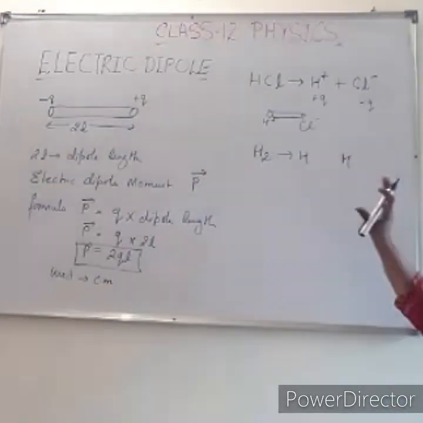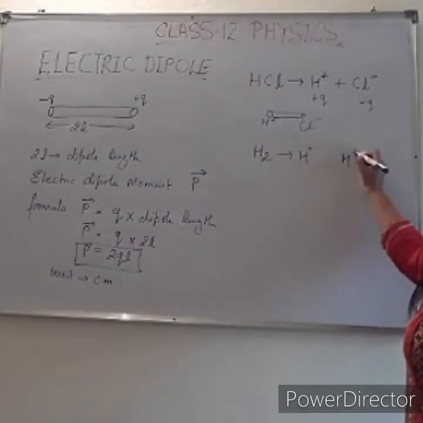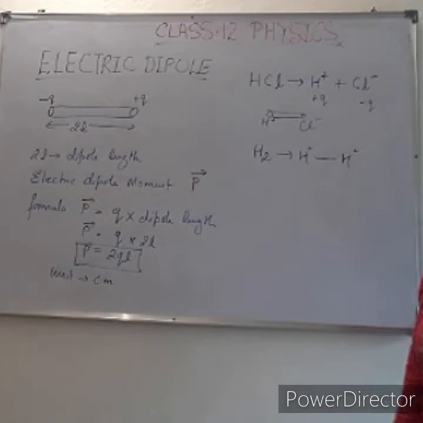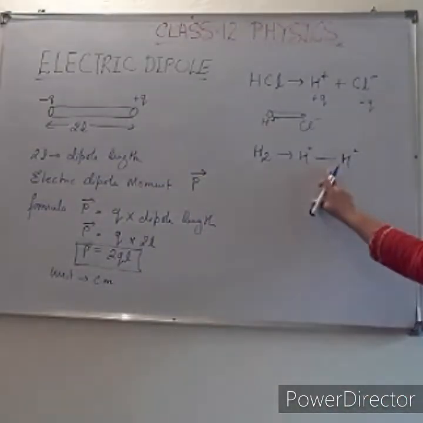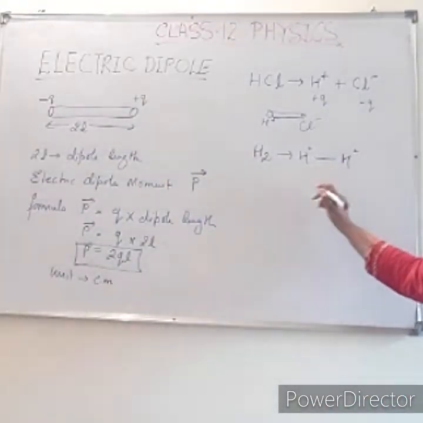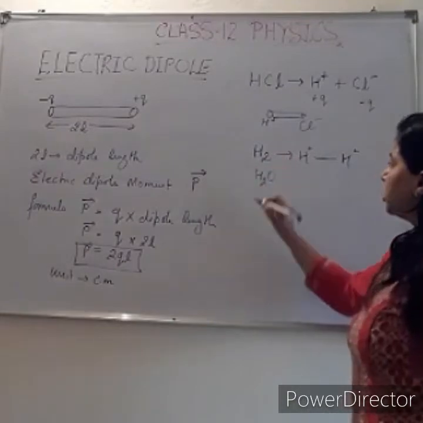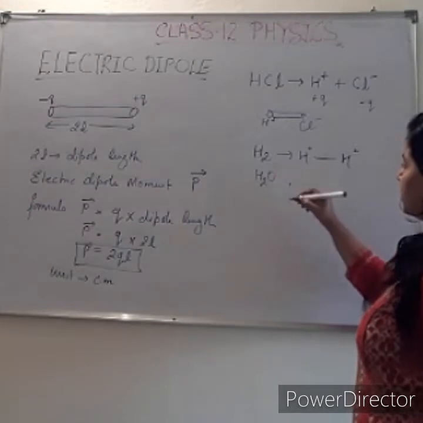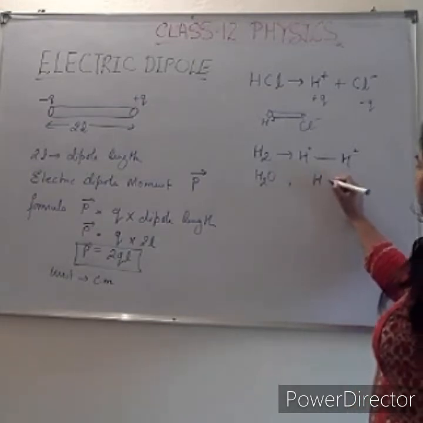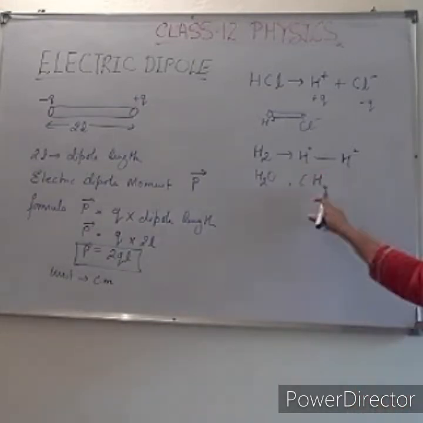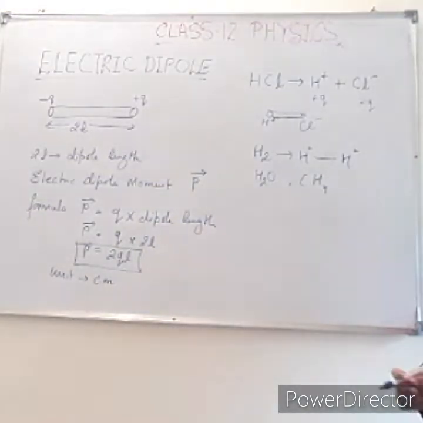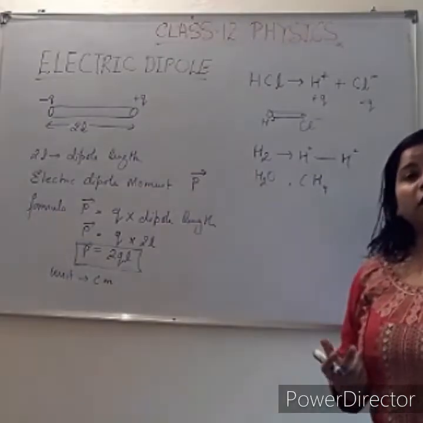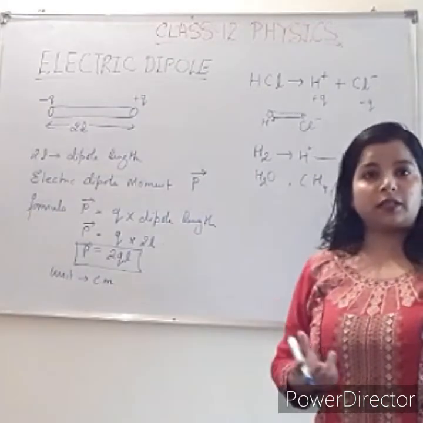But what is the difference here? It is plus and this one is also plus. There is a covalent bonding in H and H. So that is why it is not making a dipole, an electric dipole. H2O is not making an electric dipole. Afterward, if you are taking CH4, it is also not making an electric dipole. So electric dipoles are basically that type of structure which is electrovalent.